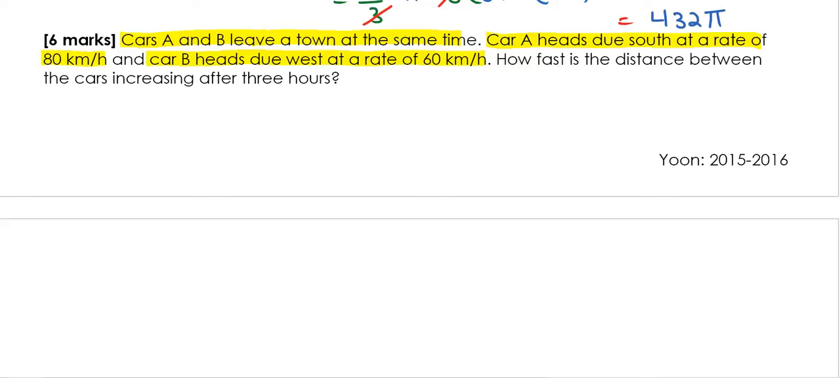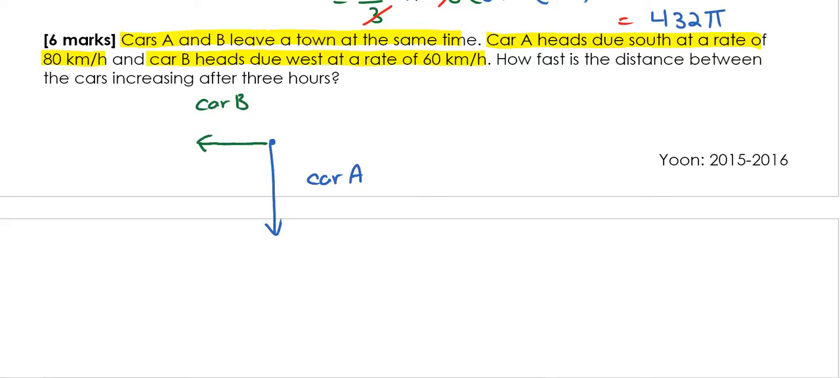Okay, so I know that car A is going due south. This is car A. And I know that car B is going due west. So this is car B going in this direction here. We'll call that just car B.